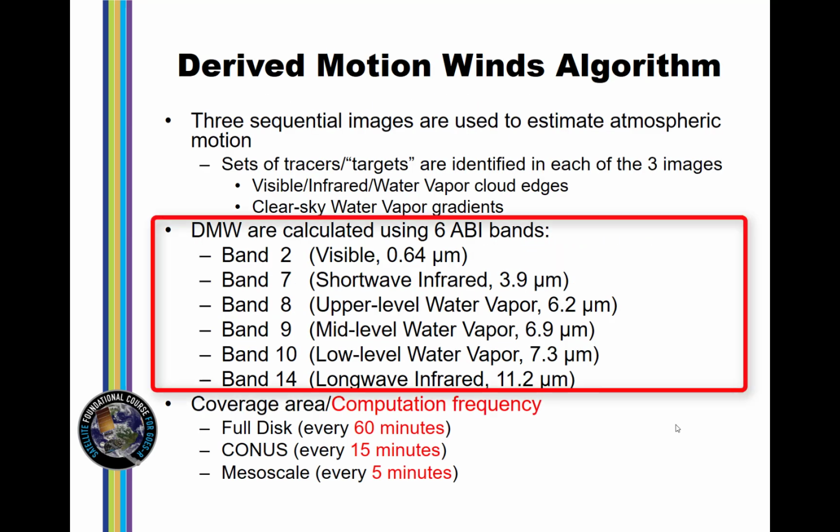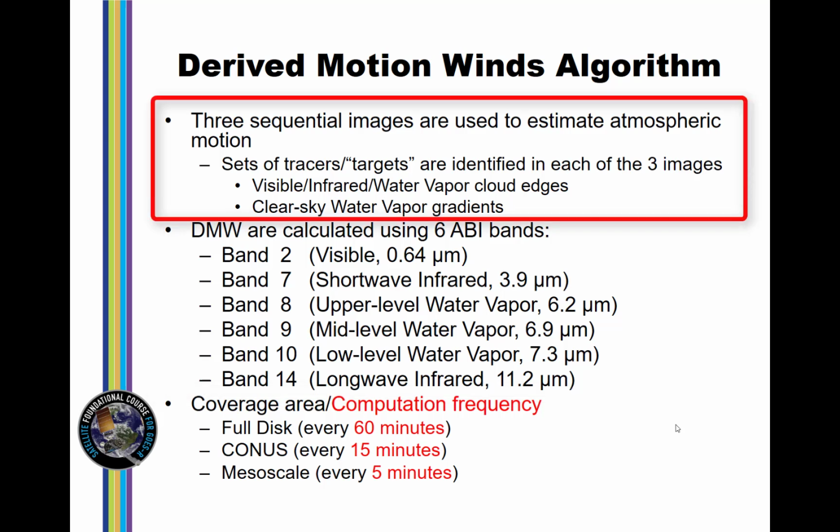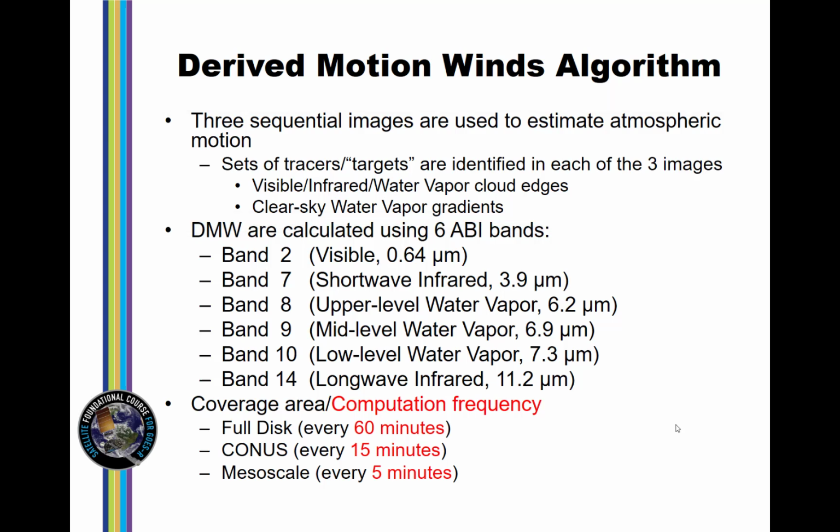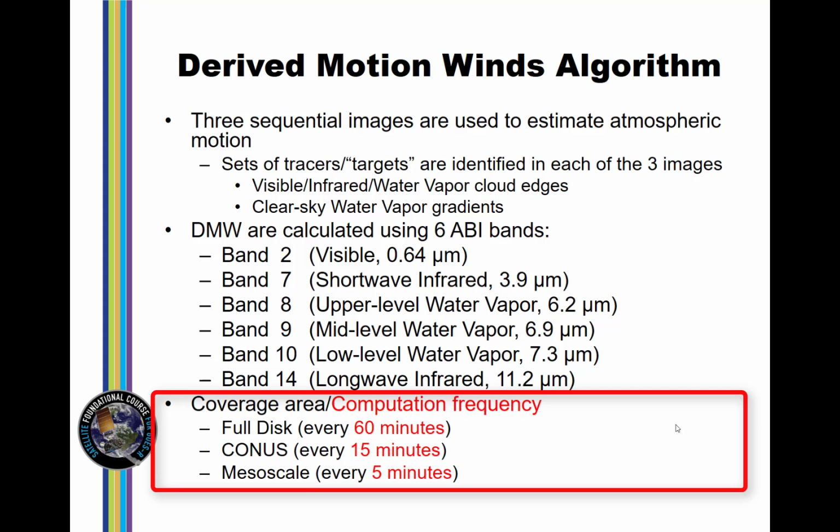The derived motion wind algorithm uses some, but by no means all, of the GOES-R bands. It finds traces or targets in a field of view that can be tracked for at least 3 sequential time steps. The tracers can be clouds or cloud edges, or in clear skies, they can be water vapor gradients. And the temporal frequency of the winds produced are shown. Hourly for full disk, every 15 minutes for CONUS, and every 5 minutes for mesos.